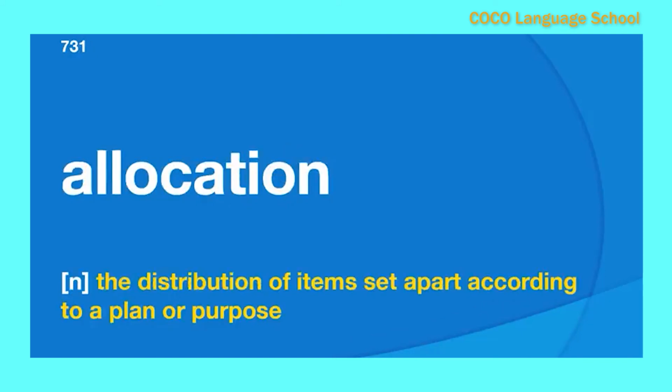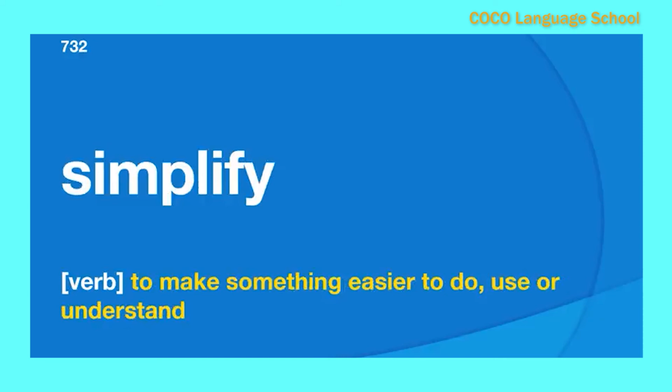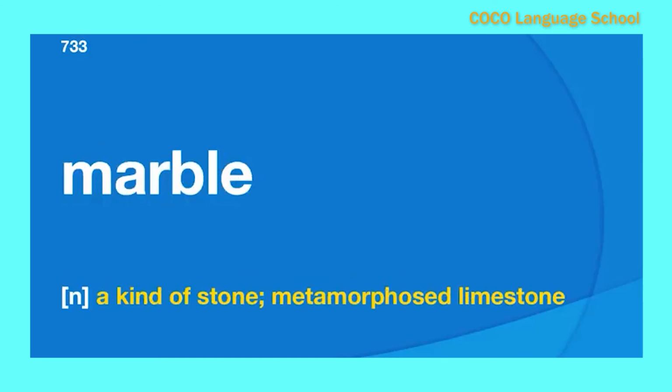The distribution of items set apart according to a plan or purpose. Allocation. To make something easier to do, use or understand. Simplify. A kind of stone, metamorphosed limestone.